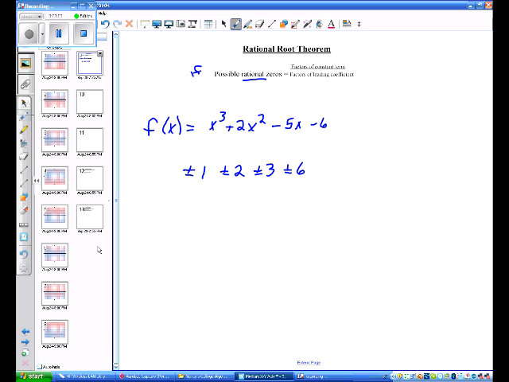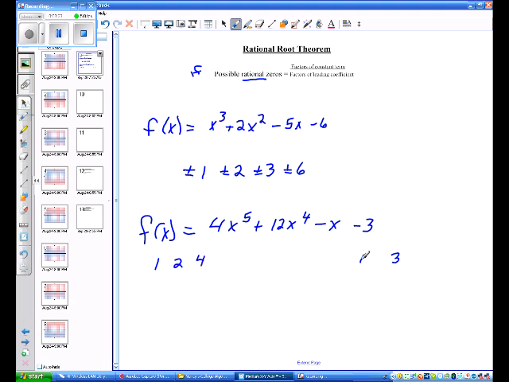Let's take this function, f of x is equal to 4x to the 5th plus 12x to the 4th minus x minus 3. Okay, we want all of our possible rational roots. Now, our factors for 3 are 1 and 3. Our factors for 4 are 1, 2, and 4.